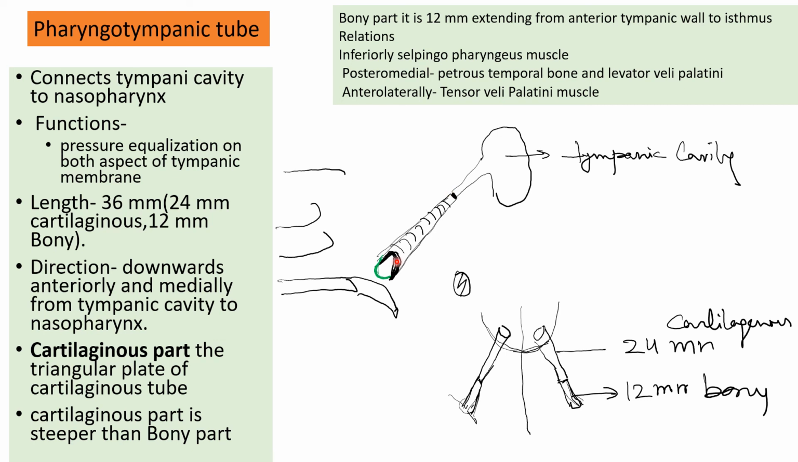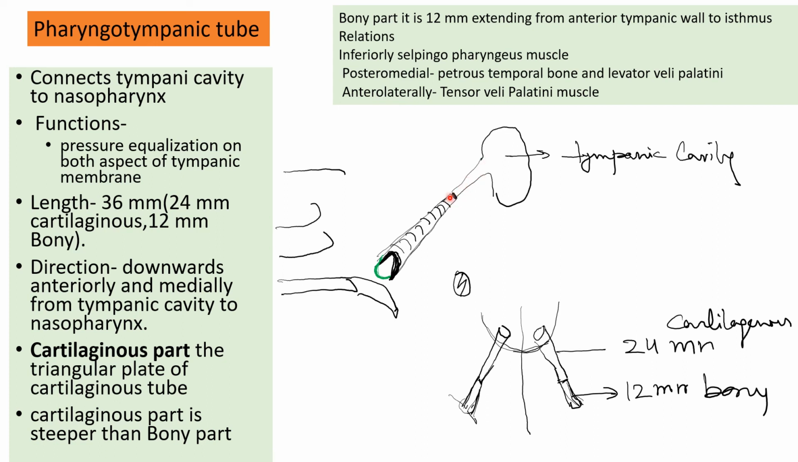And one more thing, the cartilaginous part and the bony part are not in the same plane. This part is steeper, and that means it is going downwards much more as compared to the bony part. So there is an angulation between the two parts of the tube also. The bony part, which is 12 millimeter, extends from the anterior tympanic wall to the junction of the petrous temporal bone and the squamous temporal bone.